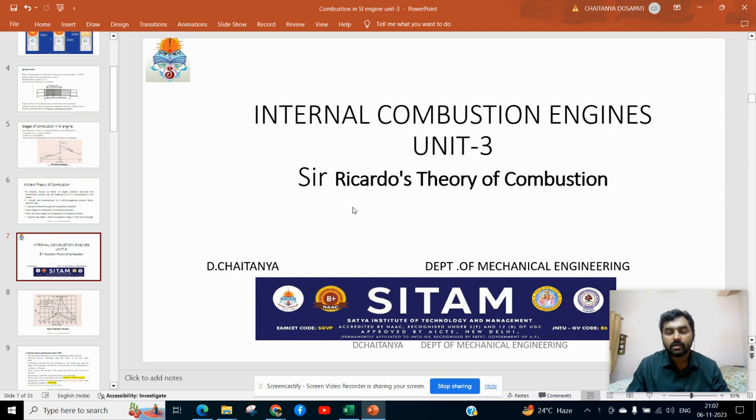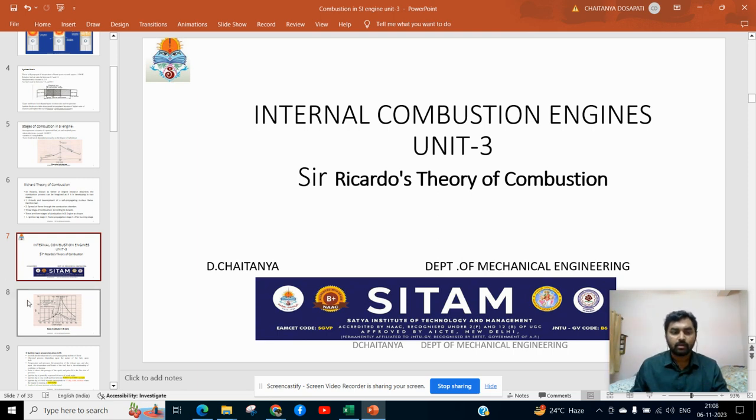So, here we have continued the last class. We have studied in the last class Sir Ricardo's theory of combustion. Here you can see the observations he made during experimental research on a spark ignition engine. The same thing he observed for compression ignition will be studied in the next video.